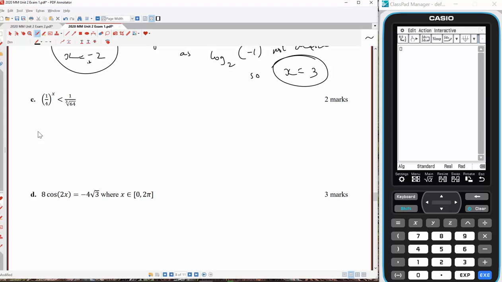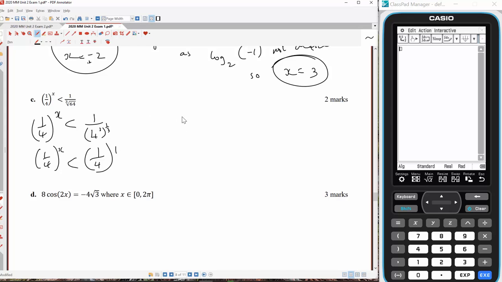Okay, this one here, what we'll do is we'll write this as a quarter to the x less than... This is going to be 64 is 4 to the 3. So this is going to be 4 to the 3 to the 1/3, which is a quarter. So that's going to be a quarter to the 1.